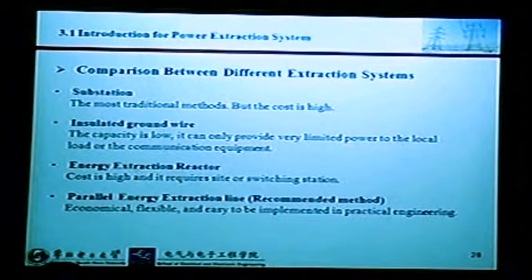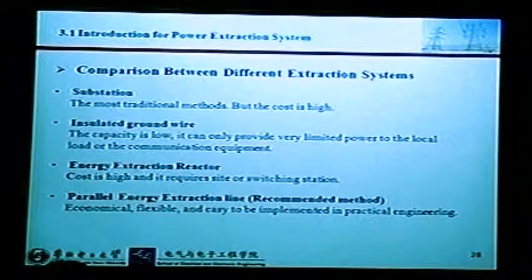There are several methods for power extraction system. One, use a substation. It is the most traditional method, but the cost is high. The second one is insulated ground wire. The capacity is low. It can only provide very limited power to the local load and communication equipment. The third one is energy extraction reactor. The drawback is the cost is high, and it requires a substation or switching station.